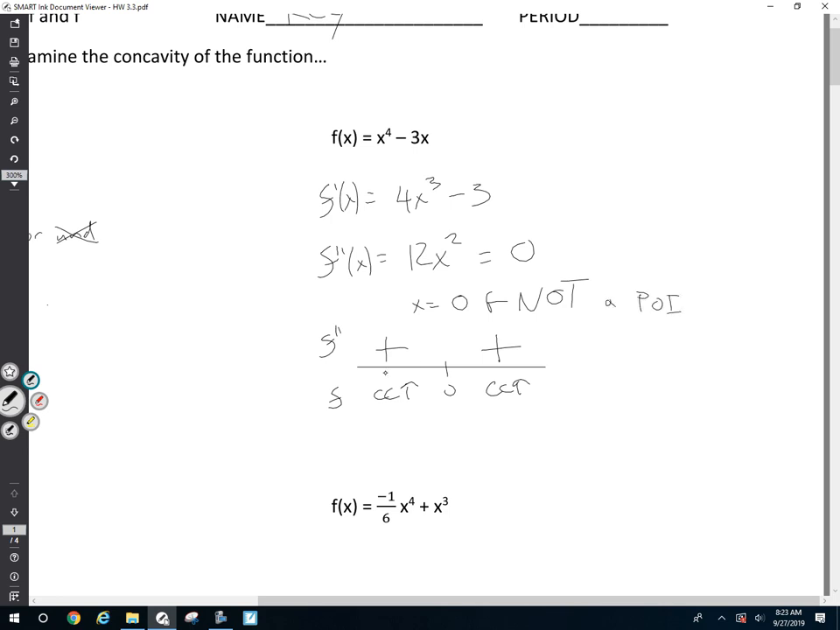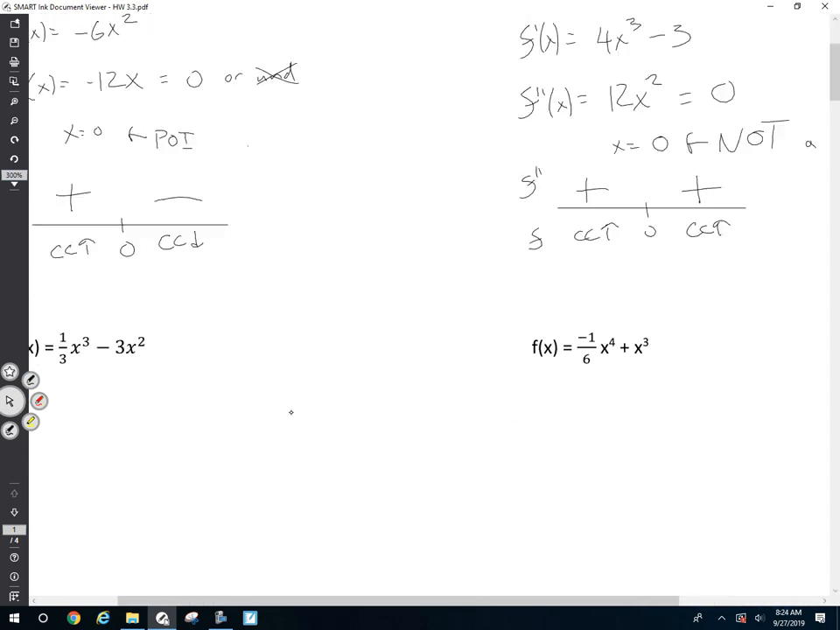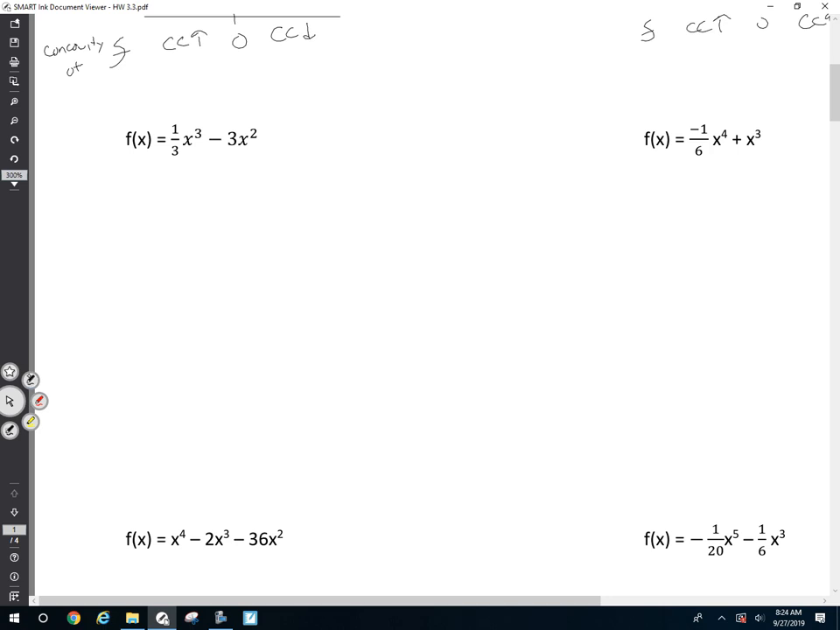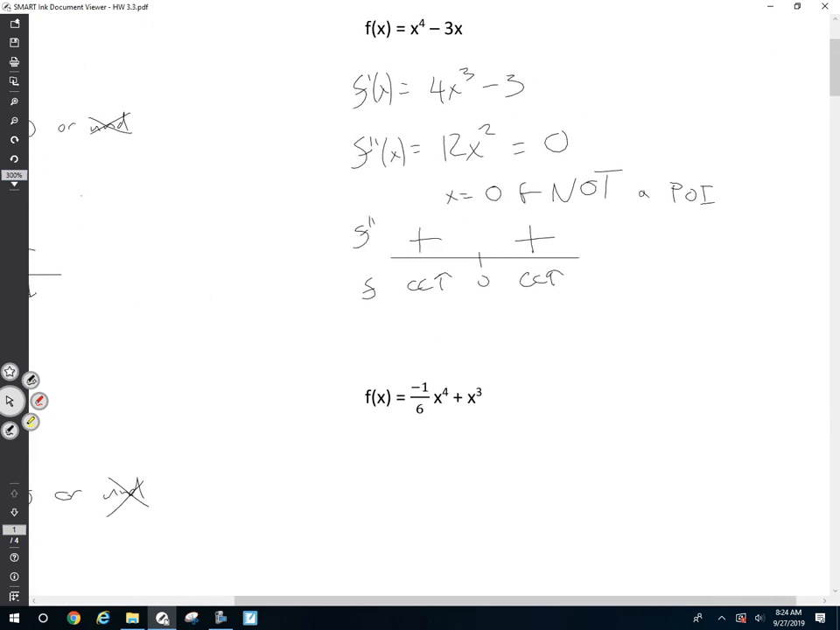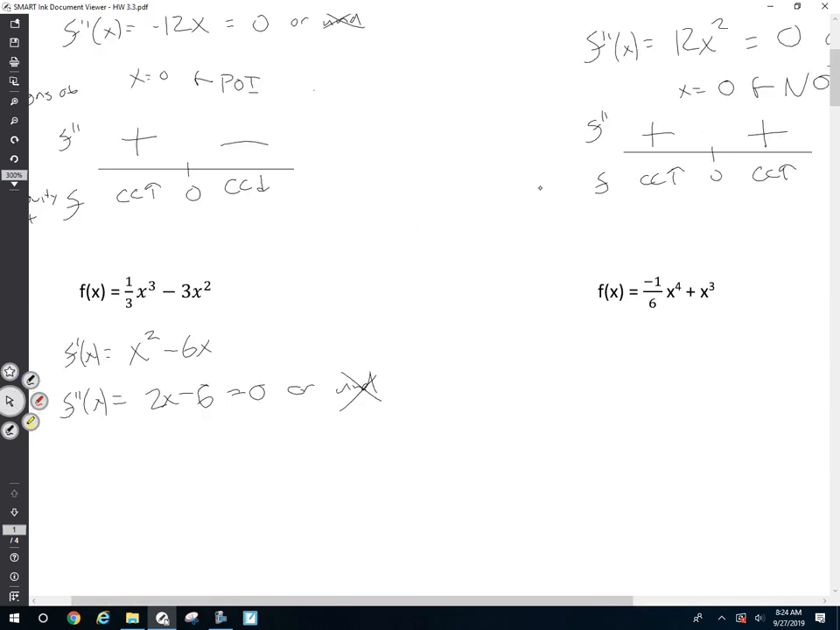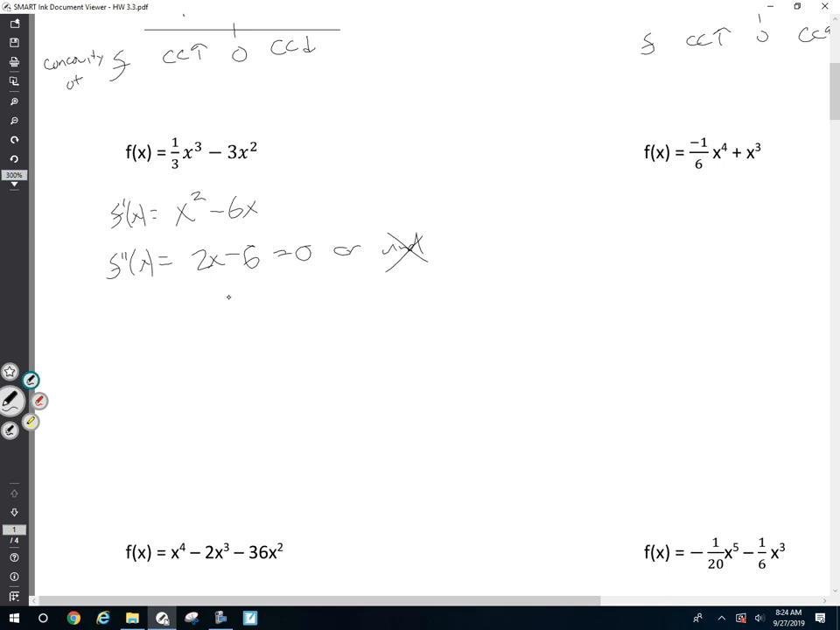So it's very, very important to make sure we do this sign analysis. Don't just take the second derivative and set it equal to 0. The rest of them are the same situation. Forgot to say, or undefined over here. Second derivative, see where it could possibly change signs.